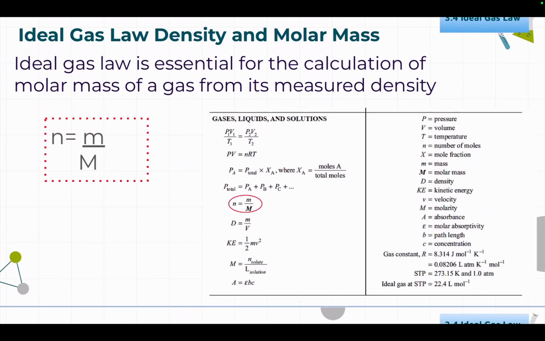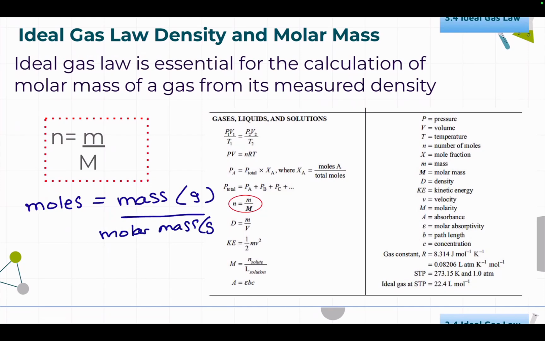Now I'm going to show you that we can rearrange and substitute into the ideal gas law and get other equations. So one thing that we can do with the ideal gas law is calculate the molar mass of a gas if we know its density. So this equation here on your formula sheet is just telling you that moles equals mass in grams over molar mass in grams per mole.